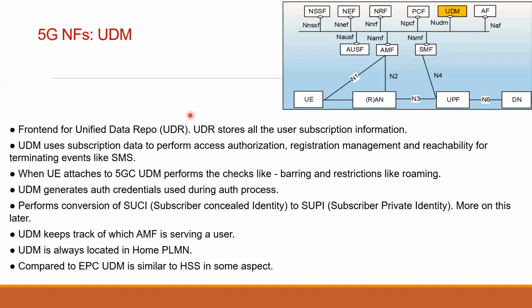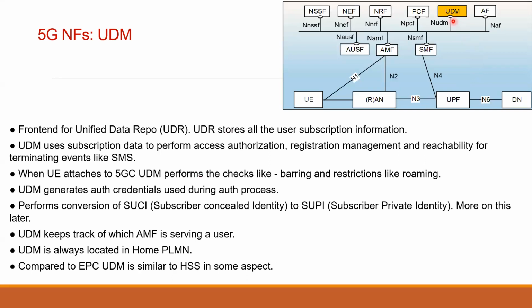Like I said, all of these network functions are stateless, so they do not themselves contain any information or store any state. That is basically stored by the UDR or UDSF. So UDM uses the subscription data which it gets from UDR for authorization, registration, and reachability for SMS. UE attaches to 5G UDM, and it performs checks like barring and restriction, similar functionality to what HLR and HSS used to do, to see if the service is allowed and if any restriction and barring is there. It generates authentication credentials during the attach process.